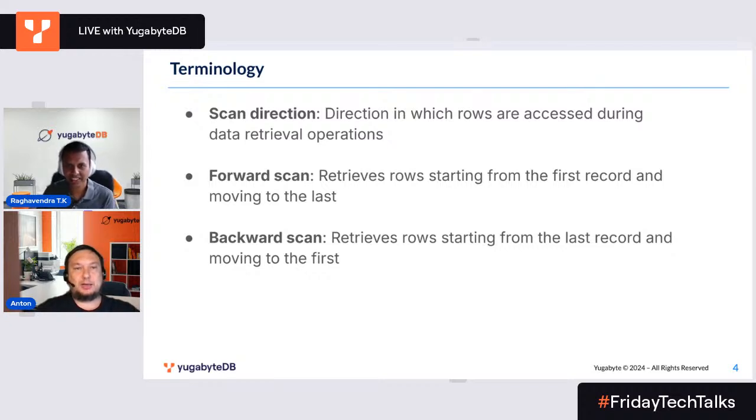One clarification, Anton, even though you're saying from first record to last record, it could be within a certain range of primary keys as well, right? Not necessarily all the records in the table, right? Yeah, sure, thank you.